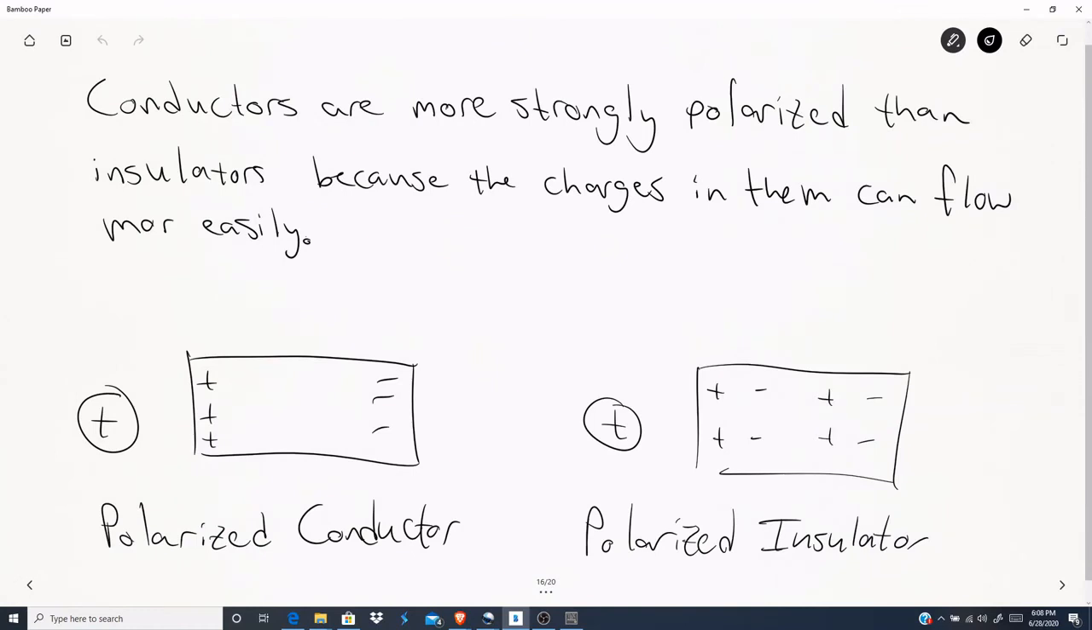Conductors are more strongly polarized than insulators, and I had already mentioned that. Basically, because charge can flow more easily, the effect of the polarization can become greater. So on the left, I have a schematic of what a polarized conductor might look like. We have a positively charged external particle. We have a conductor in which I've got all of my charges backwards, I apologize. So let me fix this right here.